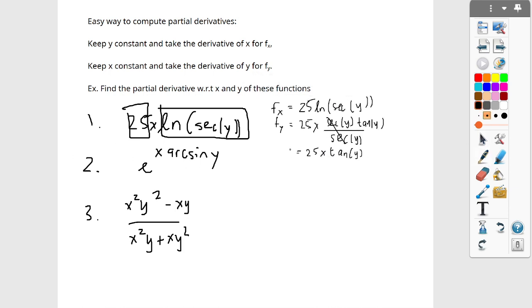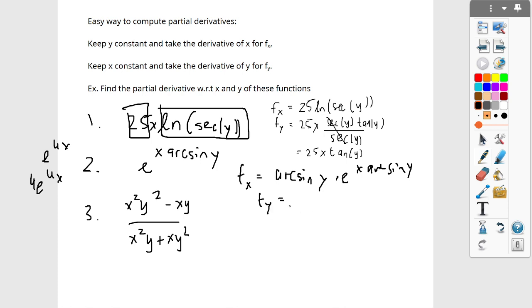Next, what is the derivative of e to the x arc sine y? So what is f sub x? So f sub x is, well, arc sine y is a constant, because the thing that's being manipulated is a constant. So what you get is the same thing as if you were to do e to the 4x. So the derivative of e to the 4x is 4e to the 4x, right? So you've got to take arc sine y out. So arc sine y times e to the x arc sine y. That's the answer.